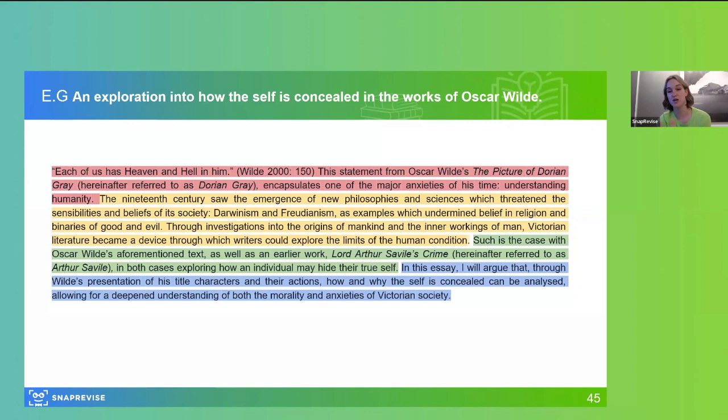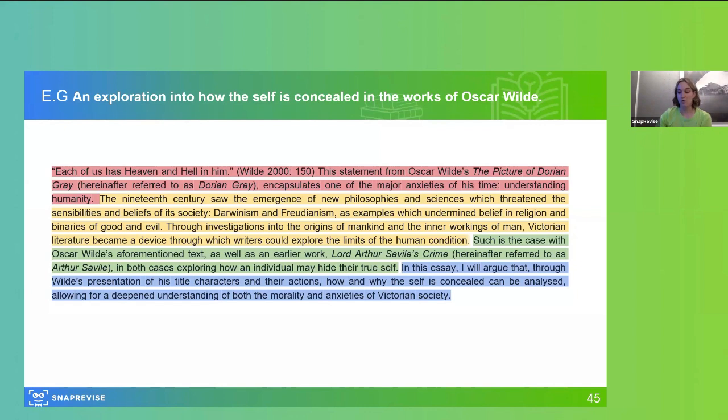I then have my structure, so I signpost that I'm going to talk about it in Dorian Gray, and then I'm also going to talk about it in another text. And I say that both cases explore how an individual may hide their true self. And then in blue, I have my thesis statement, my line of argument, where I say that I'm going to argue that through the presentation of the title characters and their actions, how and why the self is concealed can be analysed, allowing for a deepened understanding of both the morality and anxieties of Victorian society.